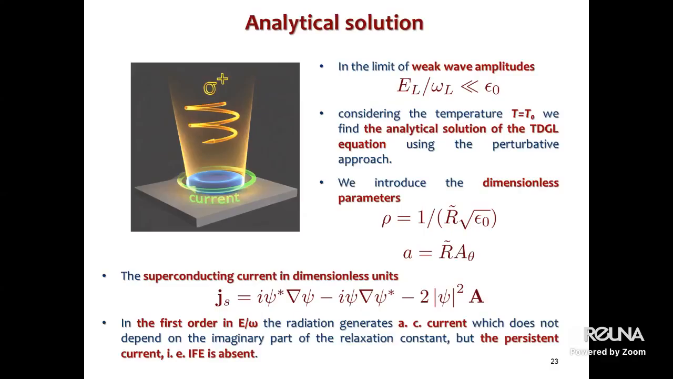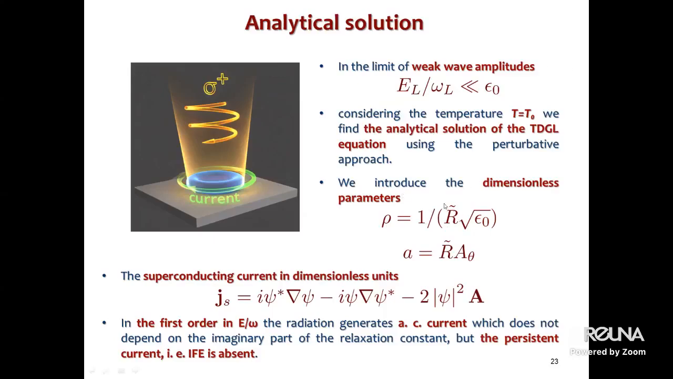First, let me talk about the analytical solution of this problem. In the limit of weak wave amplitude, weak meaning that the amplitude parameter, and by amplitude parameter I call E divided by frequency, is smaller than the reduced temperature. Reduced temperature is simply 1 minus T divided by Tc0, the standard reduced temperature in superconductivity. And considering temperature not so far from Tc, we can find the analytical solution of the stochastic time-dependent Ginzburg-Landau equation by a perturbative approach.